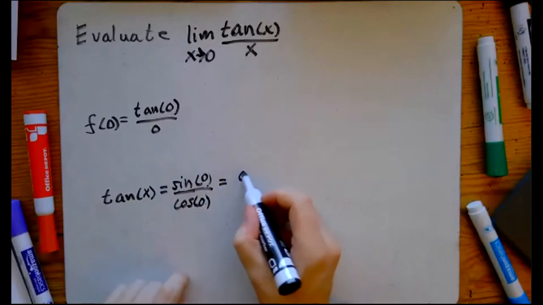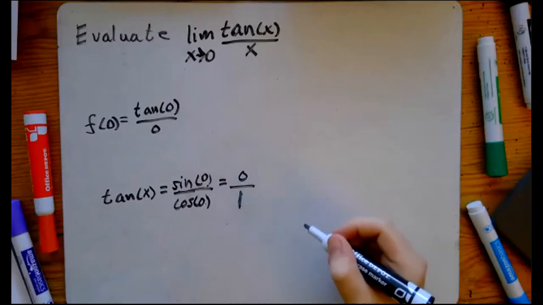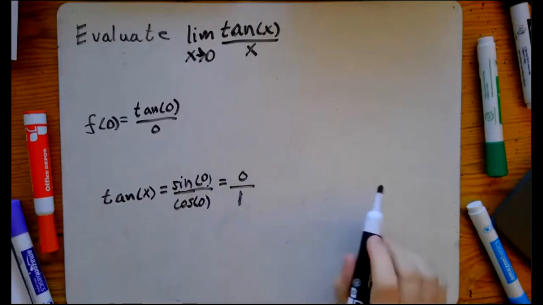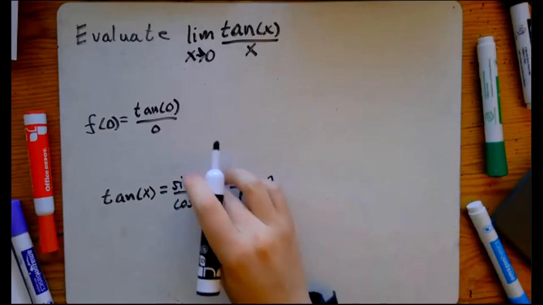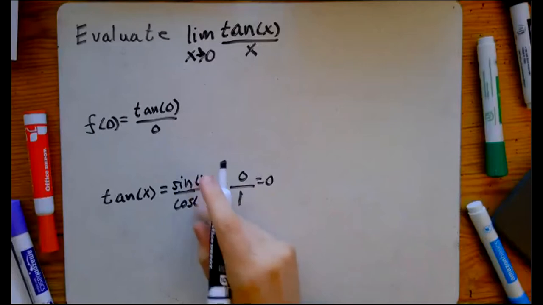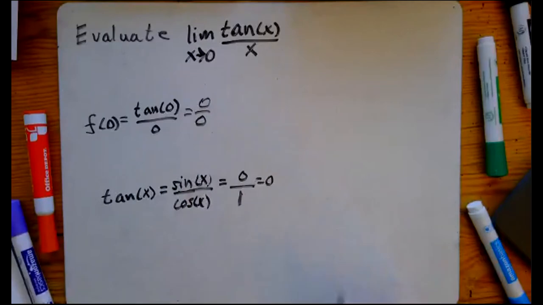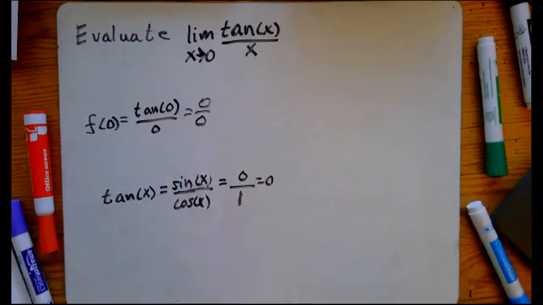Sine of 0 is 0. Cosine of 0 is 1. If you still have your unit circle, it's a pretty easy way to find this. But the important thing is to get 0 over 1, which is 0. We end up with 0 over 0. Now, we're not done yet. We didn't just get a nice number, but we got 0 over 0. So we're going to need to do a little bit of work to rewrite this.